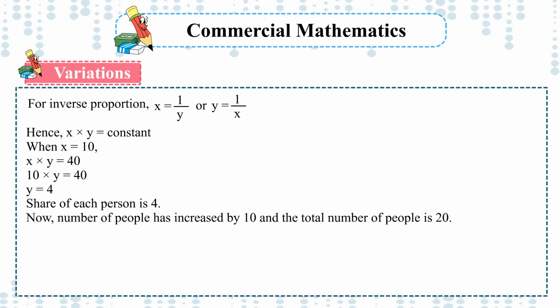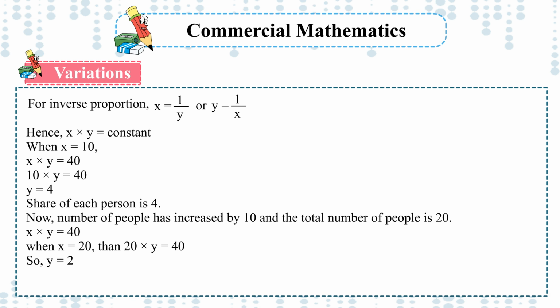Now, the number of people has increased by 10 and the total number of people is 20. X multiply Y is equal to 40. When X is equal to 20, then 20 multiply Y is equal to 40.